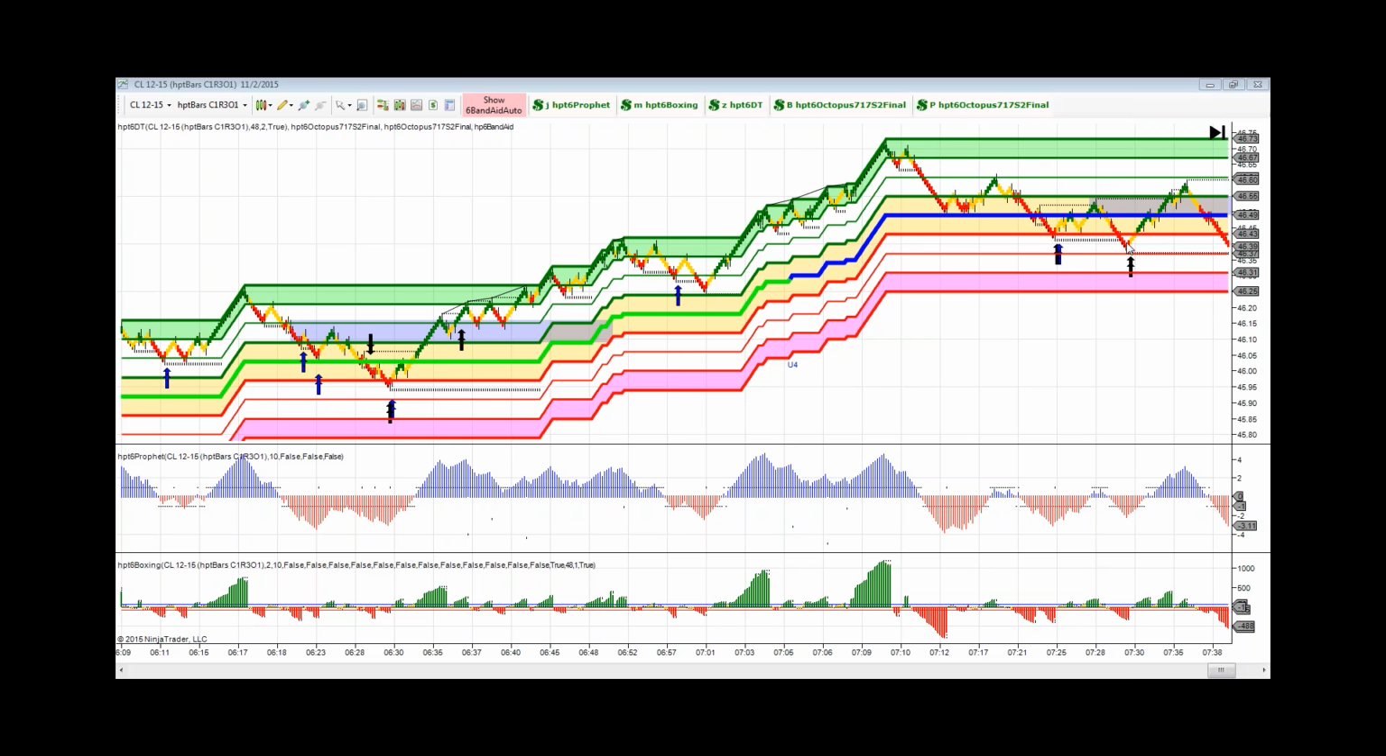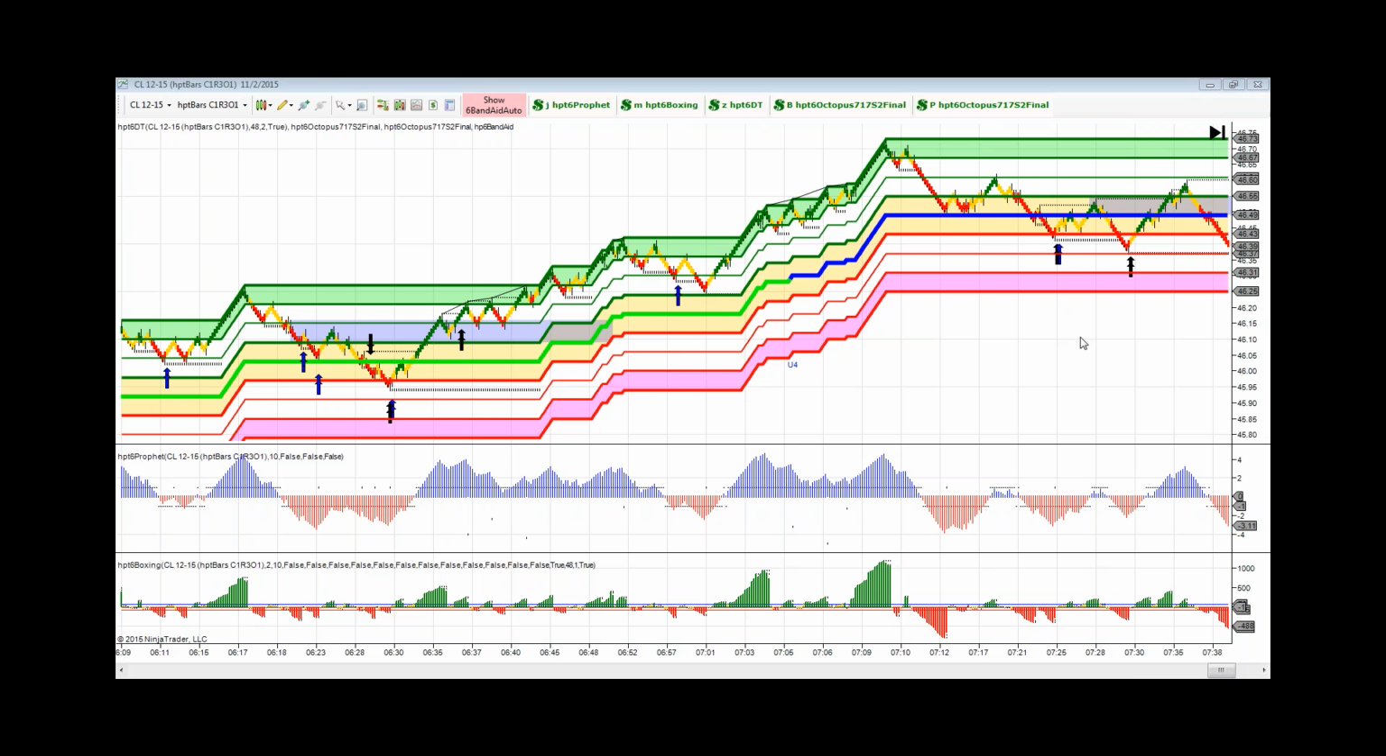Then we got a second entry here, and again we were able to get a nice scalp of about 6 to 7 ticks, and then a little runner here that would have amounted to about 15 or 16 ticks. And we talk about how to manage this trade.